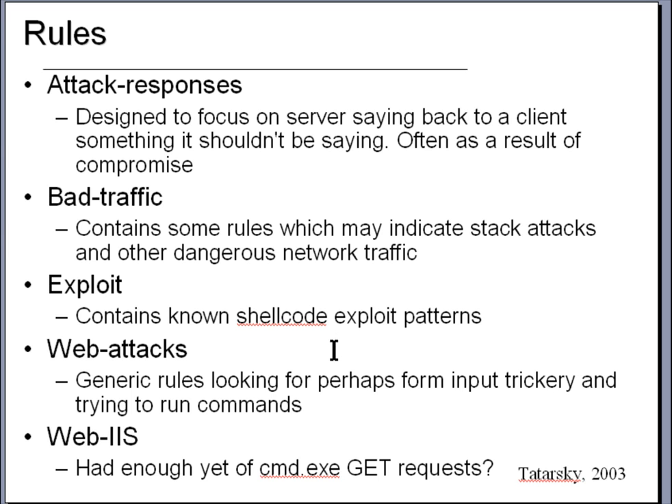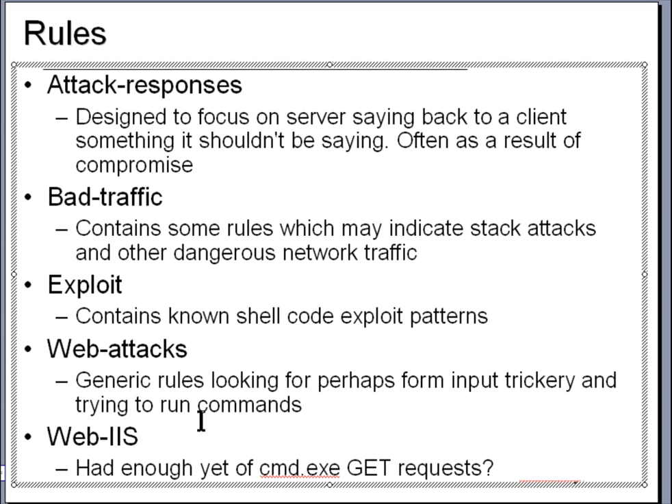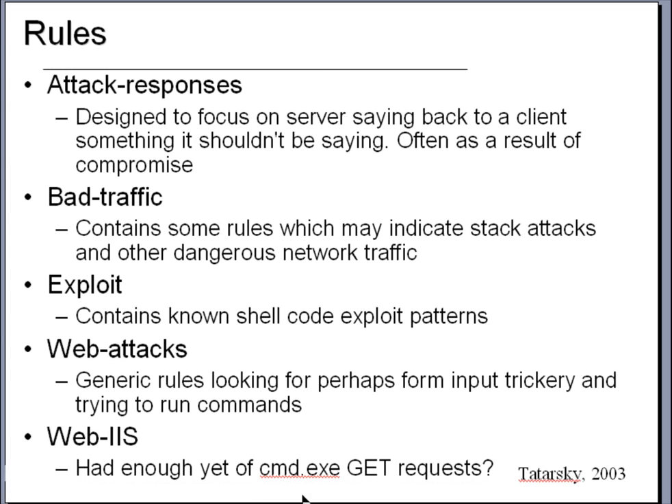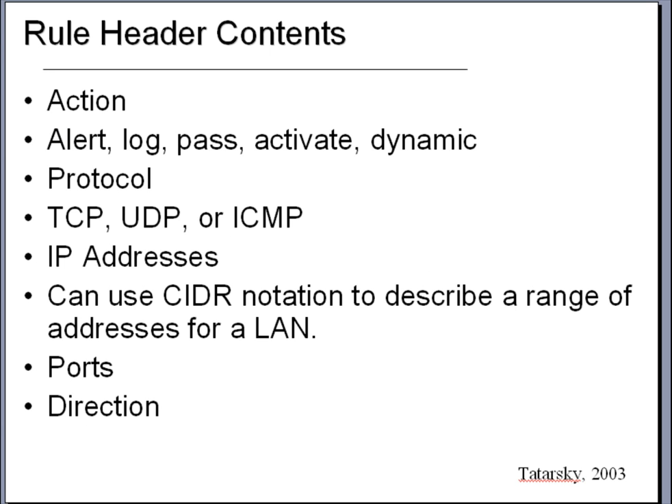Bad traffic contains some rules which may indicate stack attacks and other dangerous network traffic. It contains known shell code, exploit patterns, web attacks, web IIS. If you've ever seen some of these cmd.exe GET requests, these are based upon the Windows Microsoft IIS web server. And those are just some of those. We looked at all the rest of them earlier, all the different categorizations of rules.